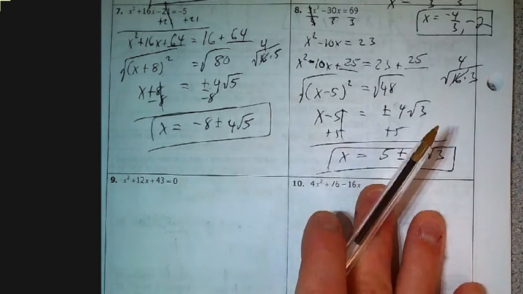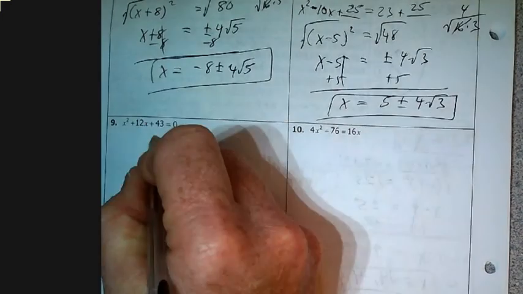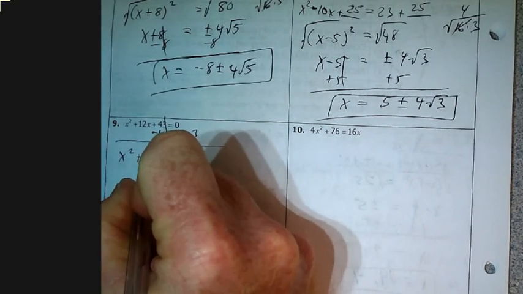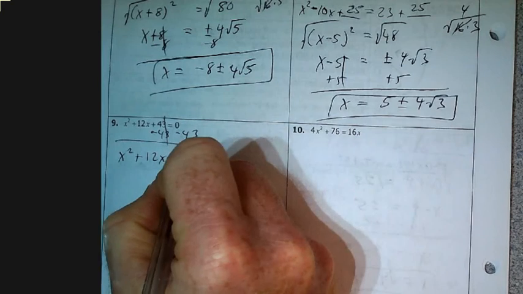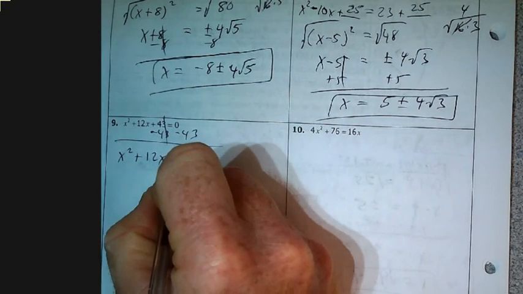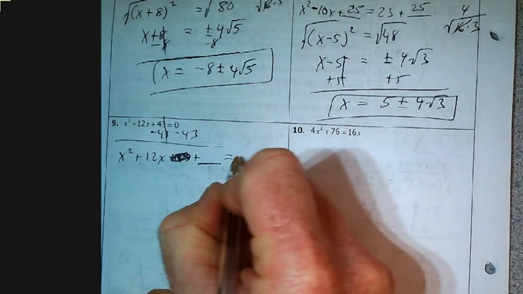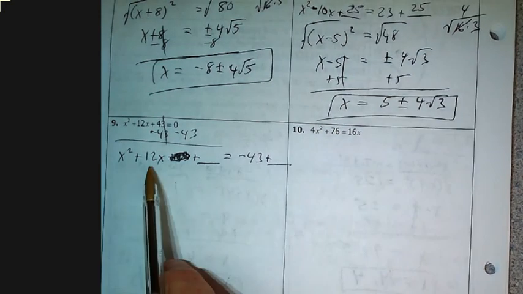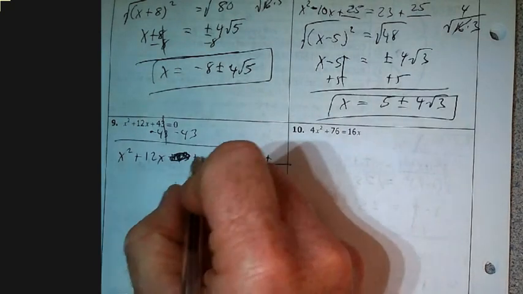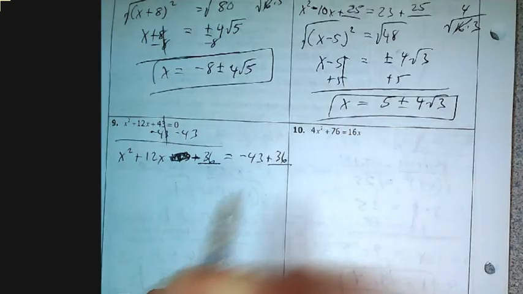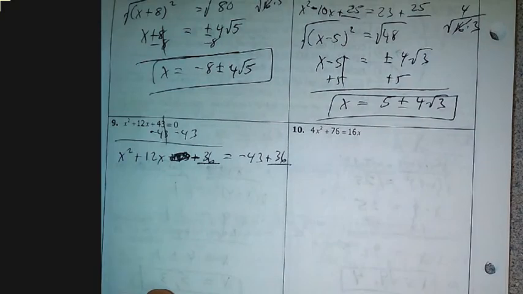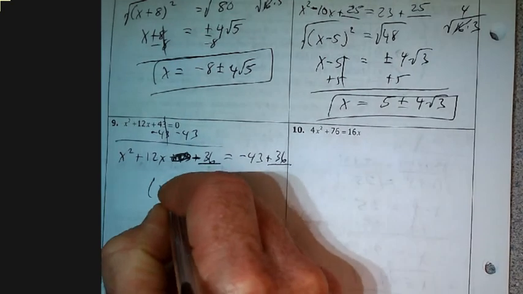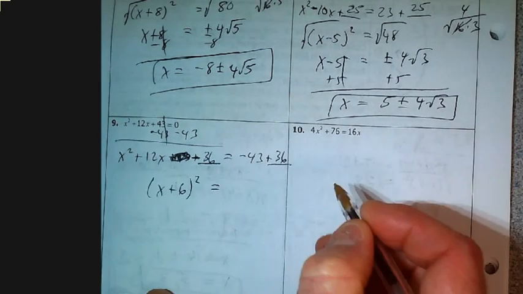So let's do it. We're going to subtract 43 from each side. So x squared plus 12x minus 43, plus a space equals negative 43 plus a space. All right, so half of 12 is 6, 6 squared is 36, so add 36 to both sides. Now we're going to factor the x squared plus 12x plus 36: x plus 6 squared equals negative 7.